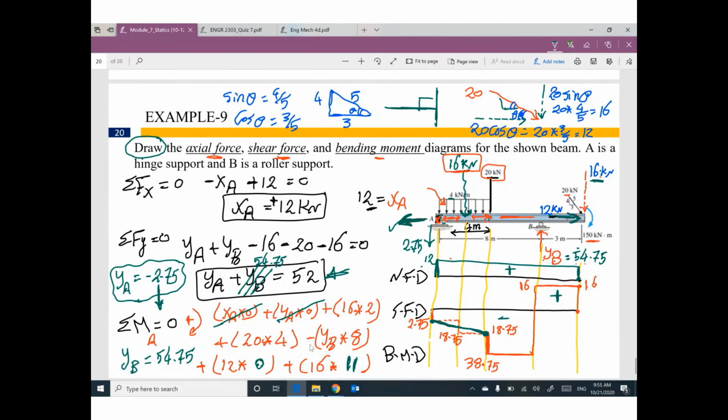For bending moment diagram, I'm gonna continue this diagram next meeting.